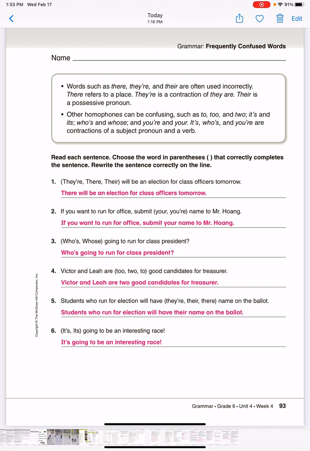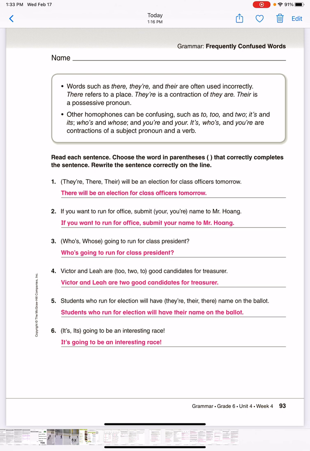Moving right along on page 93, these are frequently confused words, such as there, their, and they're, which are often used incorrectly, even by adults. There, T-H-E-R-E, is a place, like over there. They're, apostrophe R-E, they are. And finally, their, T-H-E-I-R, is a possessive pronoun. It shows possession. Sometimes you have other homophones that can be confusing, to, too, and two, it's and its, whose and who's.